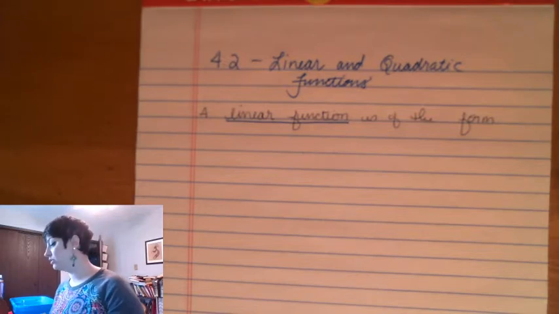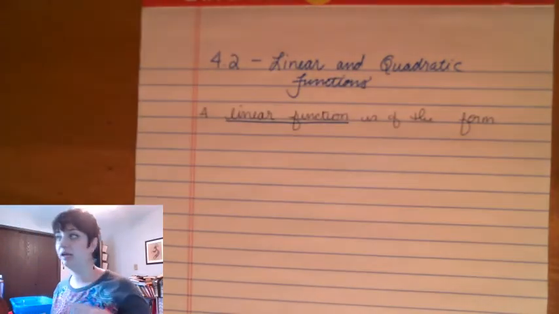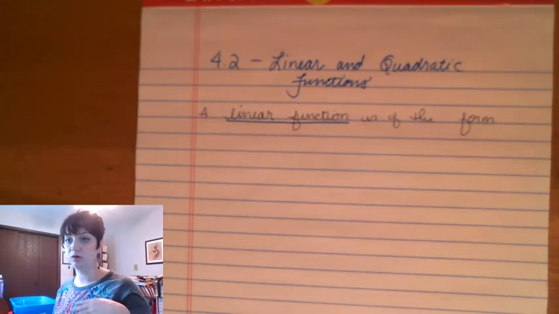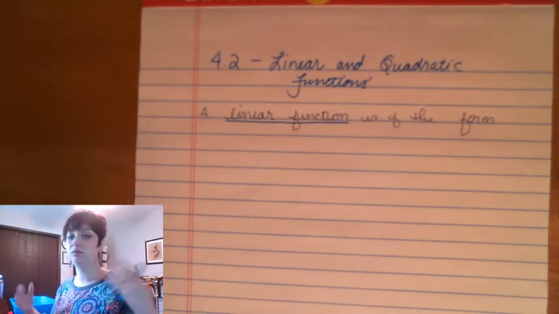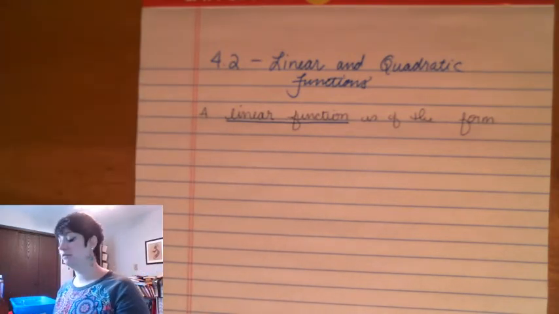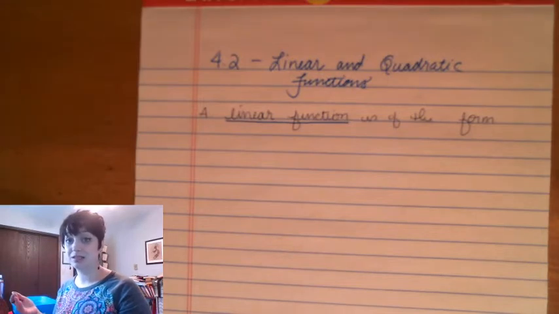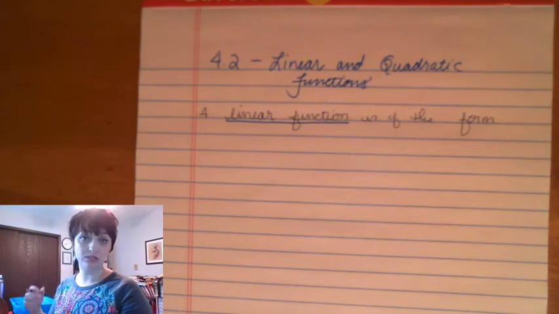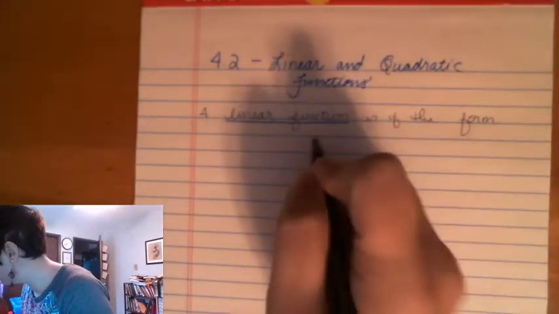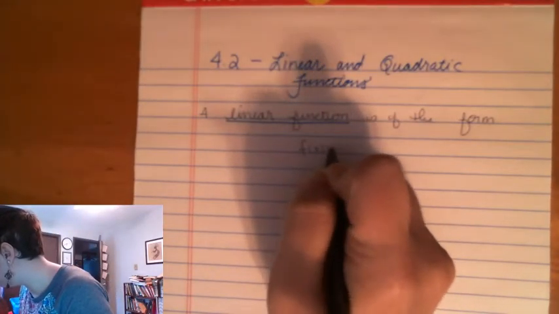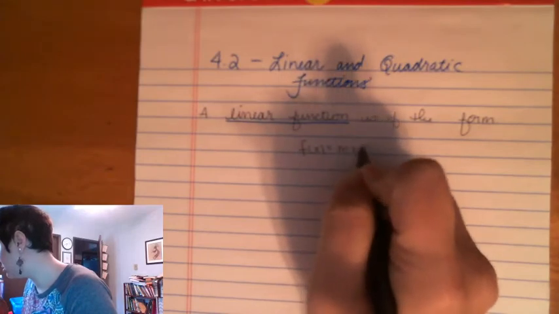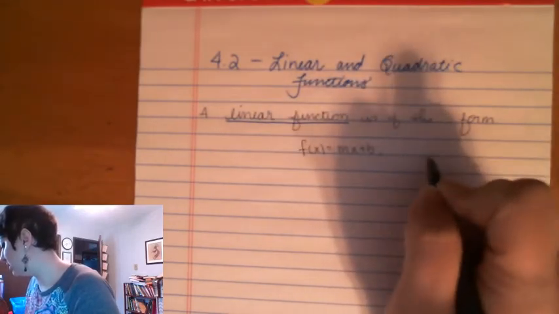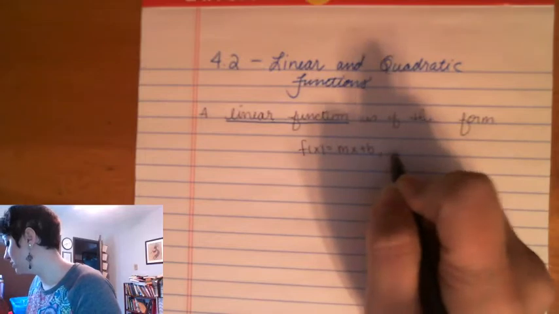So a linear function is of the form, well, a linear equation, remember, was y equals mx plus b. That was one of our linear equations. A linear function is going to be the exact same thing, except instead of y, we're using f of x now, because that's what our function notation is. So it's of the form f of x is mx plus b. That's it.